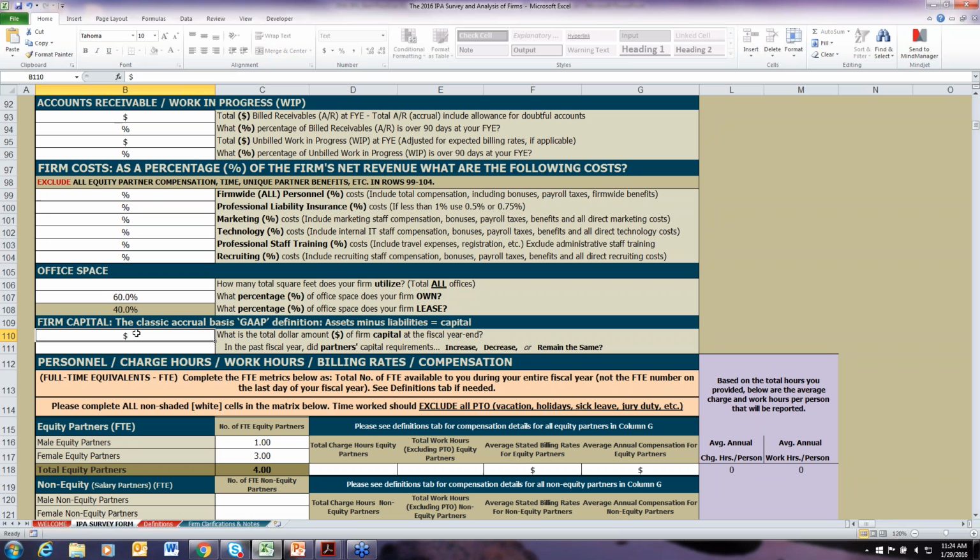This is the classic accrual basis GAAP definition. Assets minus liabilities equal capital. This is the equity partners' equity in the firm, partners' capital in a partnership, and members' capital in an LLC. Be sure to exclude any liabilities for retirement obligations and any funded retirement assets from the firm capital number.